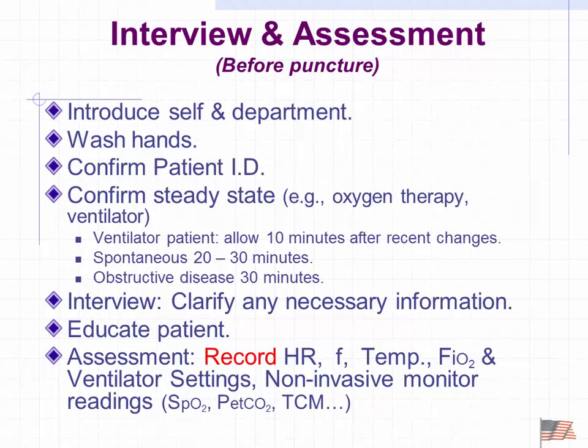Then we want to interview our patient. After we introduce ourselves, wash our hands, confirm their ID, confirm a steady state. Now this means that when I put a patient on oxygen, I can't get a blood gas immediately. I need to allow an equilibration state, a steady state, to occur. If it's a ventilator patient, typically we wait about 10 to 15 minutes.